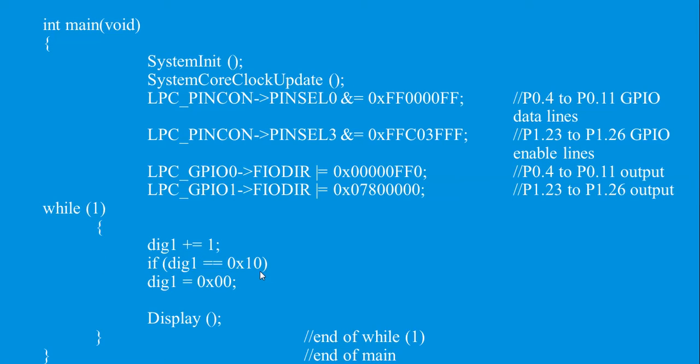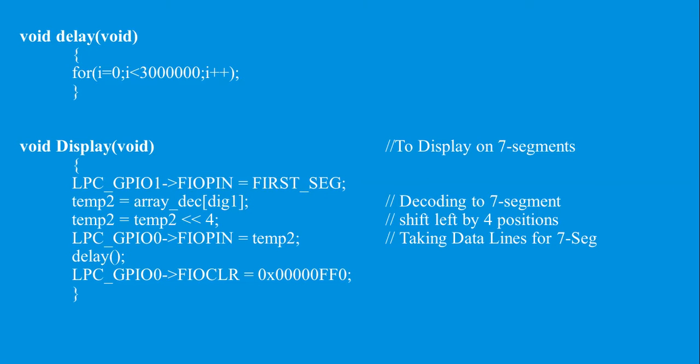For every iteration it is going to check against the value 16. If not, the variable digit 1 will be incremented by 1. Once all the elements of the array are read over a particular port pin, the digit 1 variable will be reset to 0. After this iteration we are going to call a display function, and this is a delay function. To create a certain delay we are using a for loop.